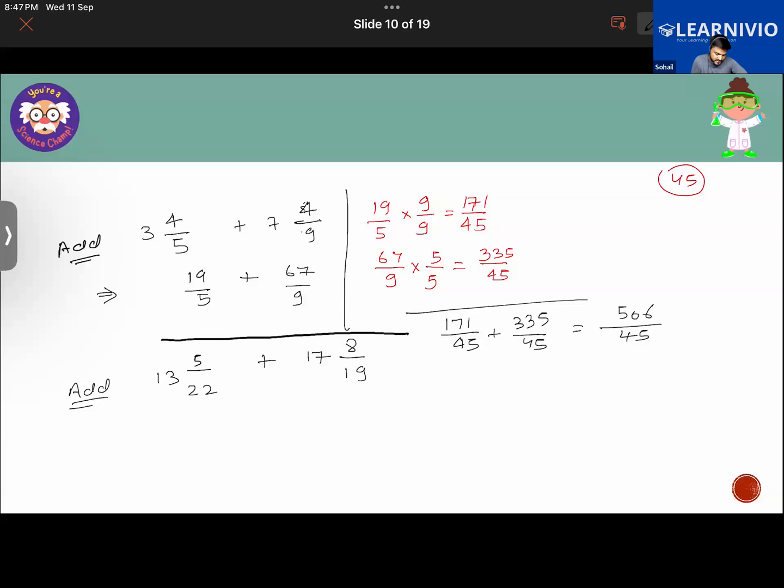If you find it lengthy, I am giving a relatively simple question. Solve this one: 7 1 upon 2 plus 1 7 upon 8. This won't take that long. So which should we solve? You can solve the third one. Yeah, this one: 7 1 upon 2 plus 1 7 upon 8.